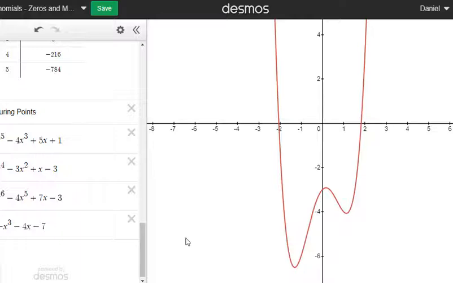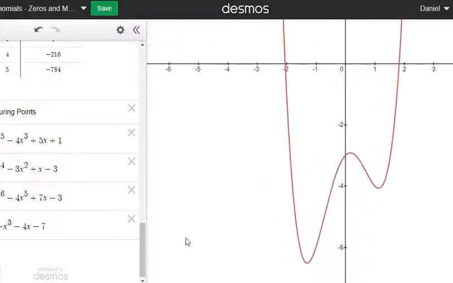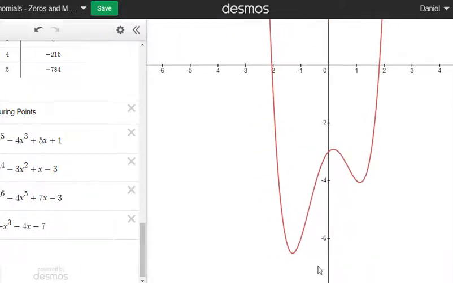Now when we take a look at this one, wow, check this one out. We do end up with 3 turning points on this one also. We've got this guy right here at negative 1.301 and negative 6.514. Those are the coordinates of that turning point.